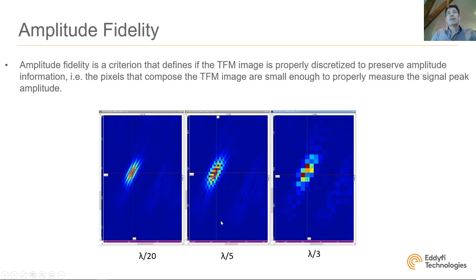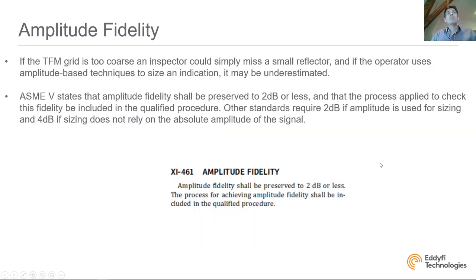What we want to make sure is that as we increase the size of the pixel, we are not losing this peak amplitude right here. You can see here when I use lambda over 3, I have big pixels. The maximum is here, it is not here anymore, and maybe the amplitude is not the right amplitude that I have right here. So to define amplitude fidelity, essentially what you have to do is, when you select your pixel size, make sure that you are not losing more than 2 dB compared to the ideal case where you have your peak amplitude. So you have to prove that the choice of your pixel size doesn't lead to an amplitude drop of more than 2 dB.